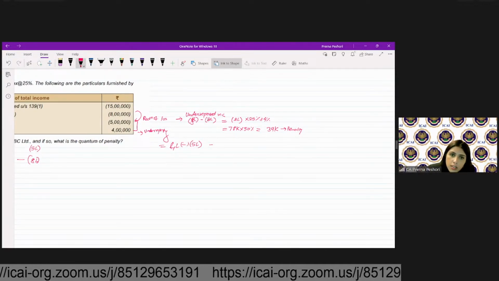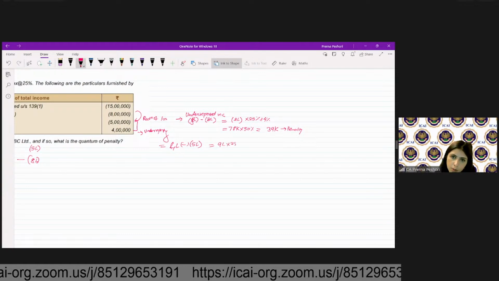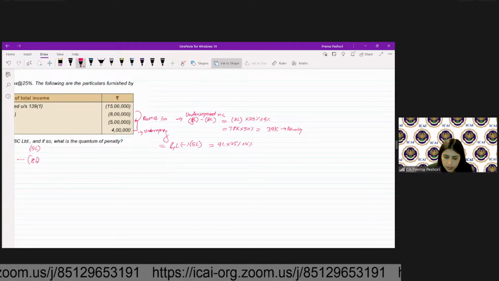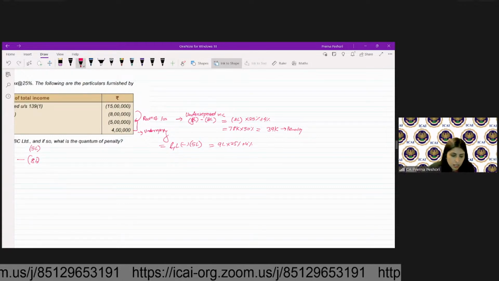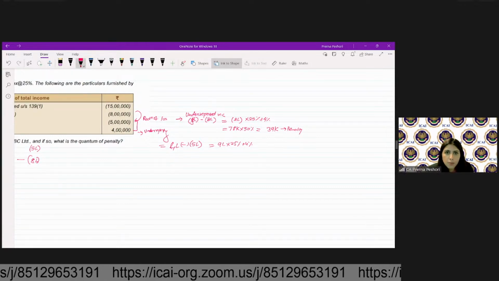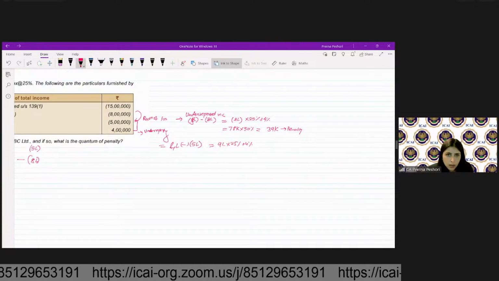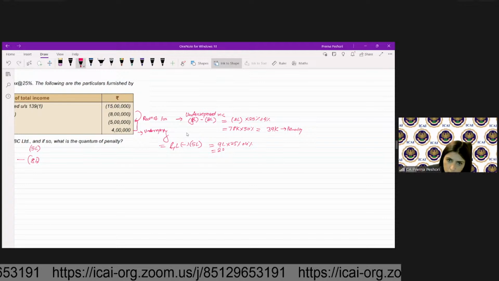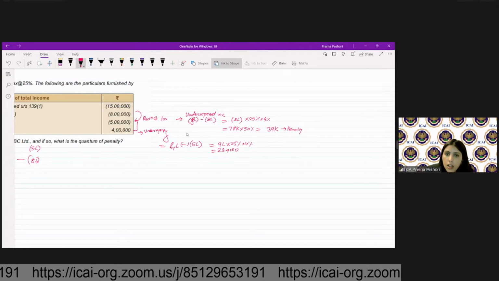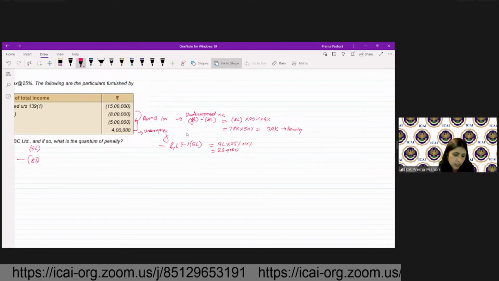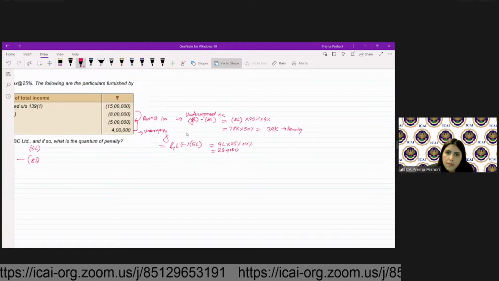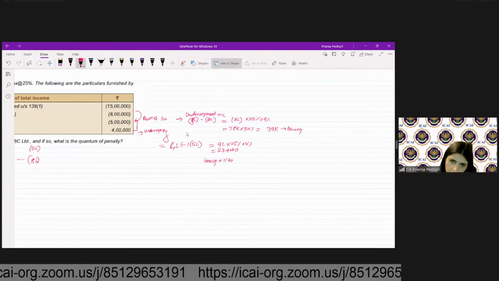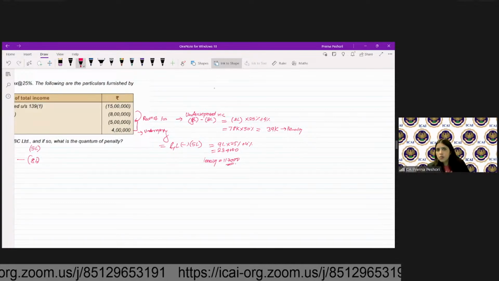Right? So this is going to be 9 lakh into 25% plus 4%. So how much will it be? Into 25% plus 4%. Out of this, the penalty will be 50%. So my penalty will be 1,70,000.